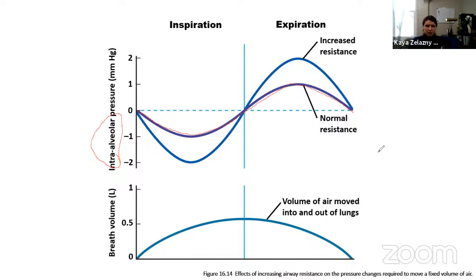But because we know that flow is basically our pressure gradient divided by resistance, if we increase resistance, we also have to increase our pressure. So in a situation of increased resistance, we need to drop the intra-alveolar pressure much lower to get that same breath volume, that same flow. And then it has to get much higher with this increased resistance, again, to get that same breath volume, that same flow. So with increased resistance, this curve is basically going to have greater amplitude.